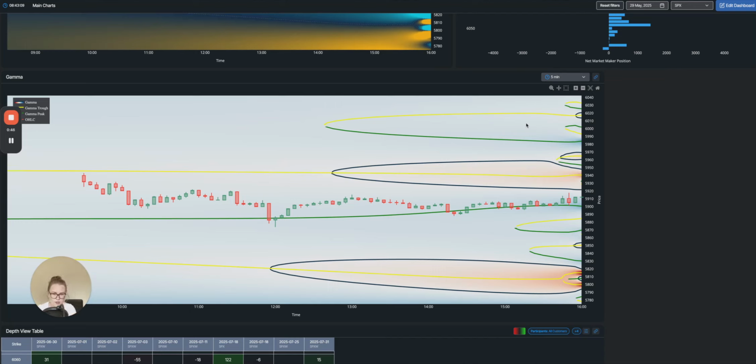Now, to understand gamma, we first have to understand delta. Delta measures how much an option's price changes when the underlying moves $1. So it's basically the option's sensitivity to price movement. A 0.5 delta option means it moves 50 cents for every dollar that the underlying moves, and gamma just measures how fast that delta changes. And why does that matter?